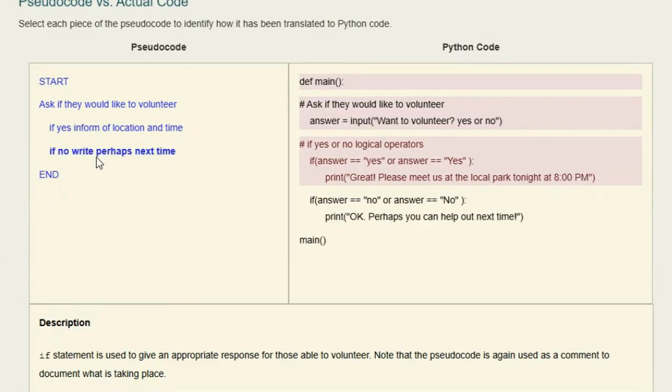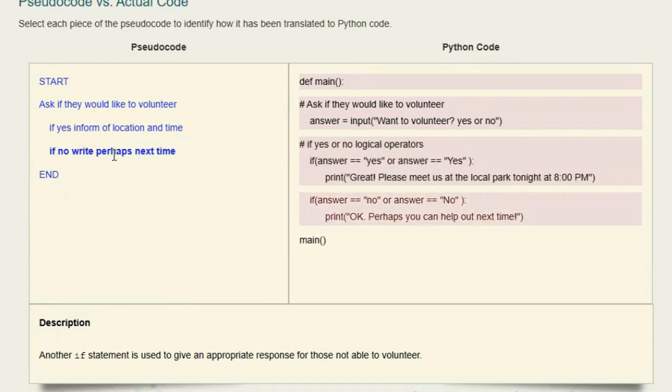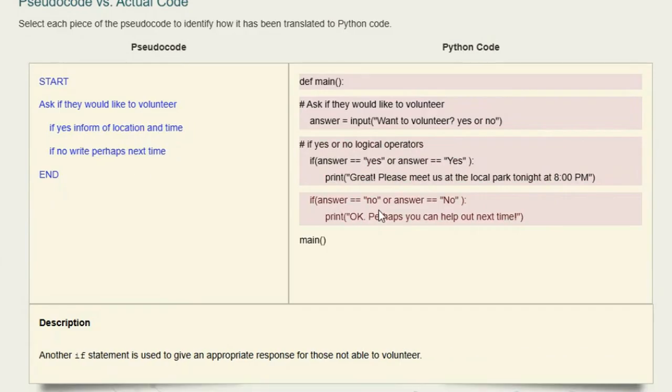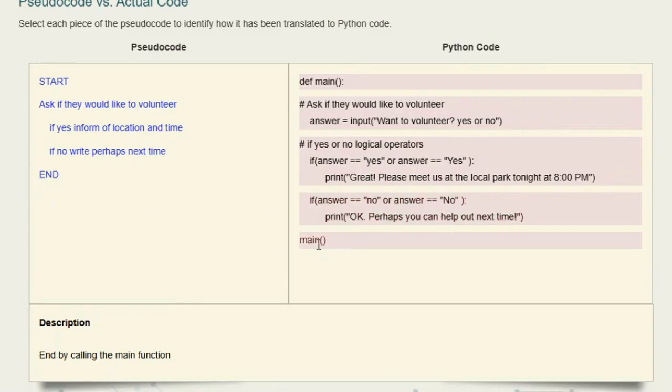And then the next pseudocode says, if no, write perhaps next time. So that's this part of code. If answer equals no or answer equals No, again, we're checking to see if they capitalize the N or not. Print, okay, perhaps you can help out next time. And then the end is just this line of code down here, main. It says, okay, I'm done, run the code. That's what it says. I'm done, go ahead and run the main function.